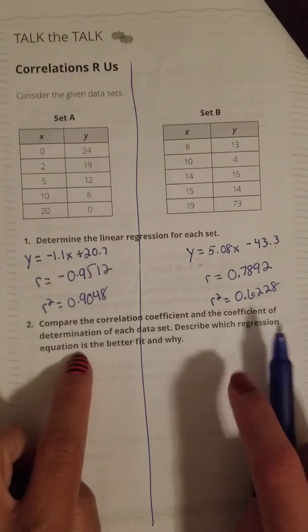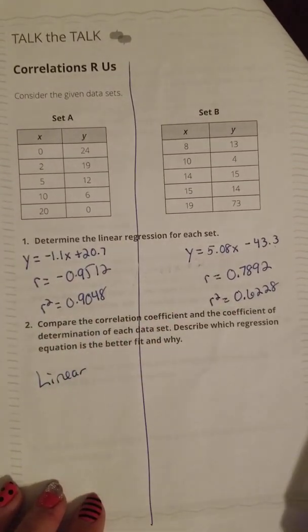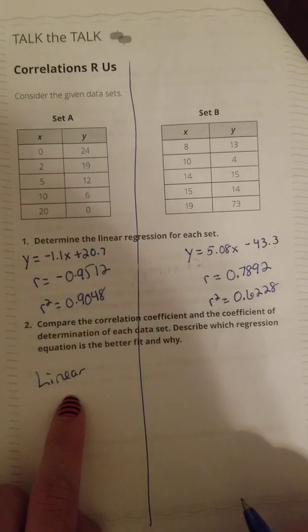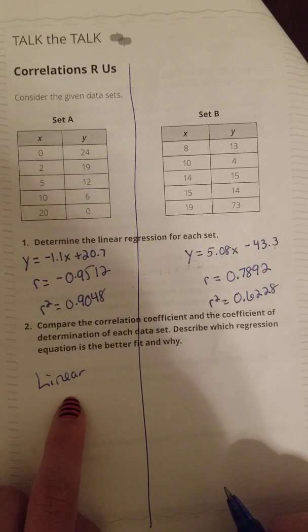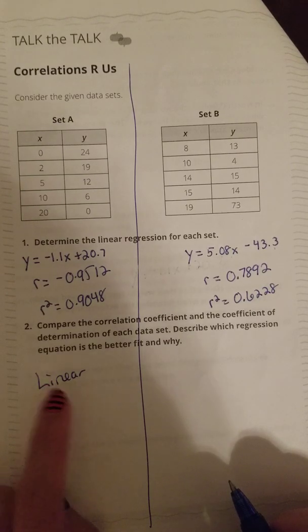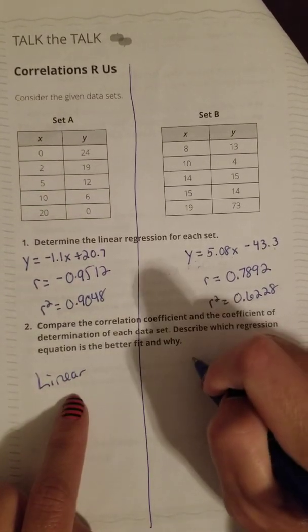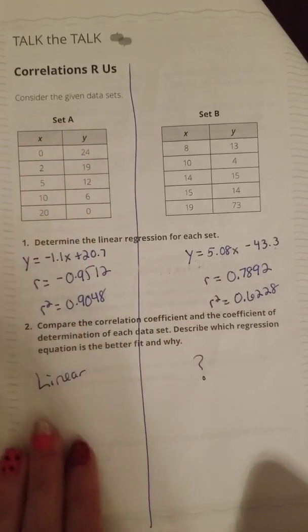So, data set A, definitely linear. We had a strong correlation coefficient. Data set B, the R value is not close to 1. Also, set A's R squared value is a higher percentage than set B's. So this one's linear. This one we're not quite sure, but definitely not linear. This is a better representation.